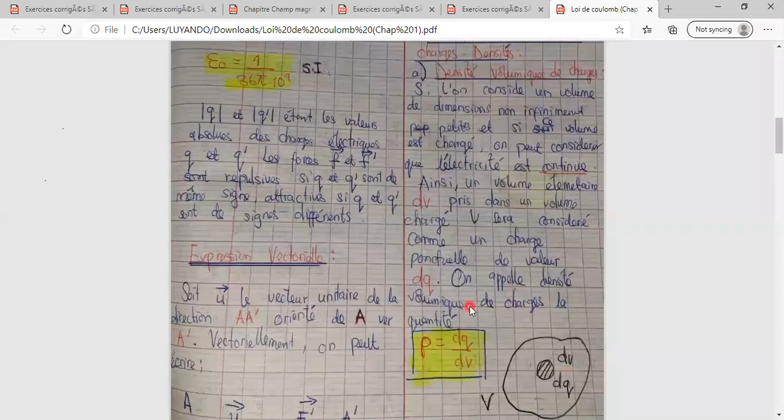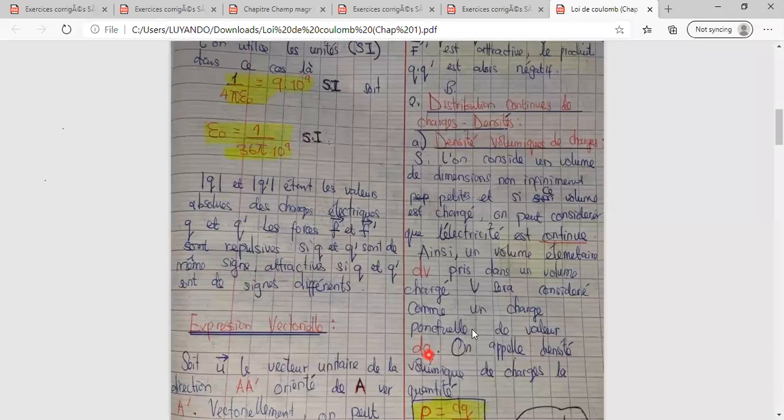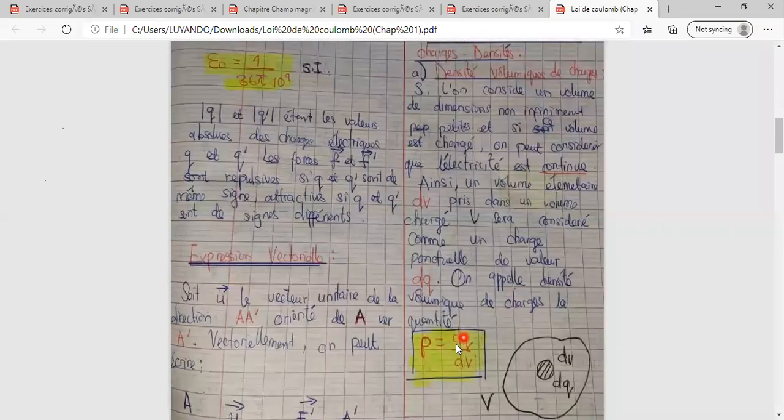For that we have rho. This is not p, this is rho, equals dq over dV. This is our volume charge density, densité volumique de charge. Remember in our definition, we're simply trying to calculate the amount of electric charge, represented by q, but in this case we have dq because we have a petit charge over a petit volume, which is dV.